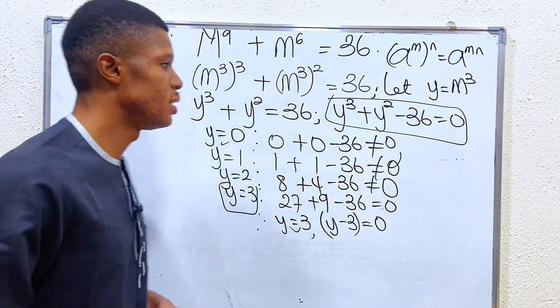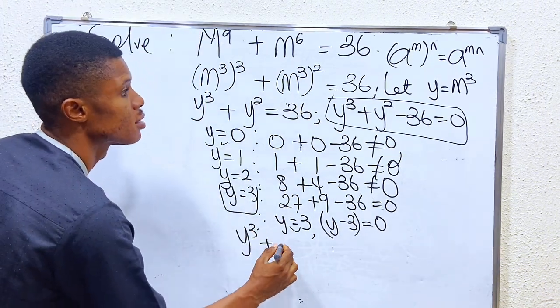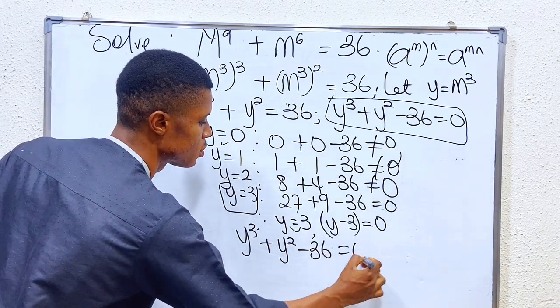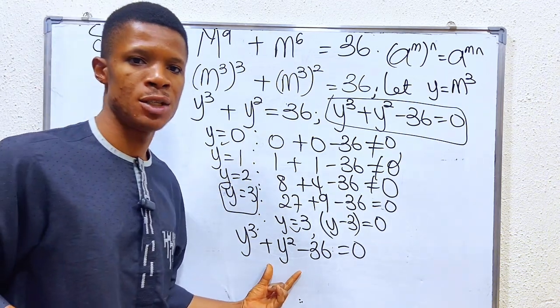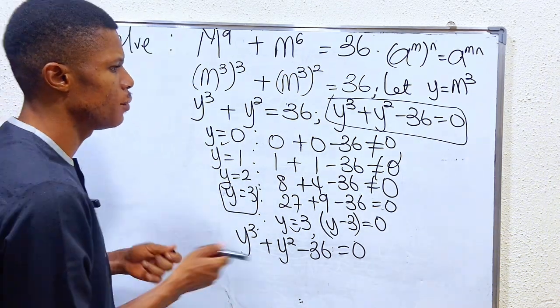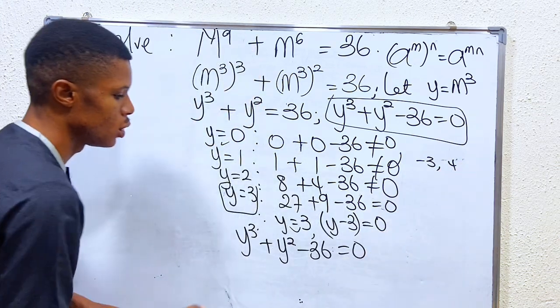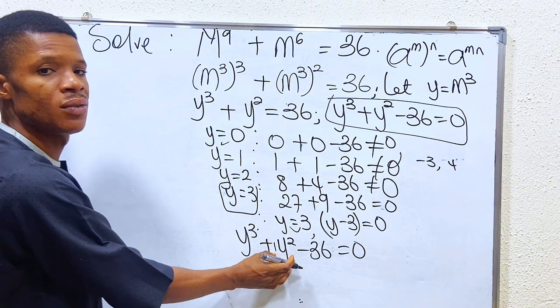So since we have y cubed plus y squared minus 36 is equal to 0, let's actually expand the middle term. So I can suggest a factor. I can choose a factor of minus 3 and 4 so that we can still get the coefficient 1, because if we add them together, we are still having 1.